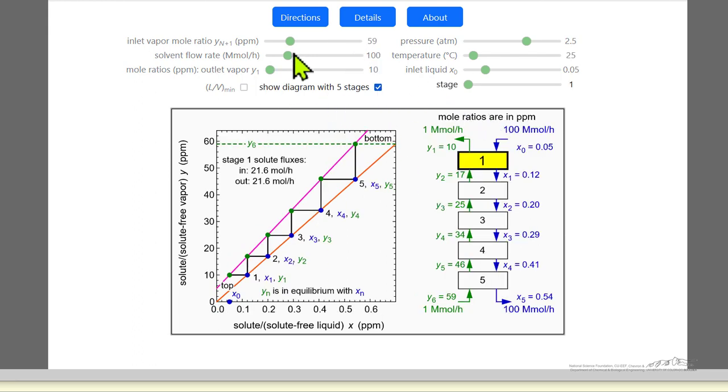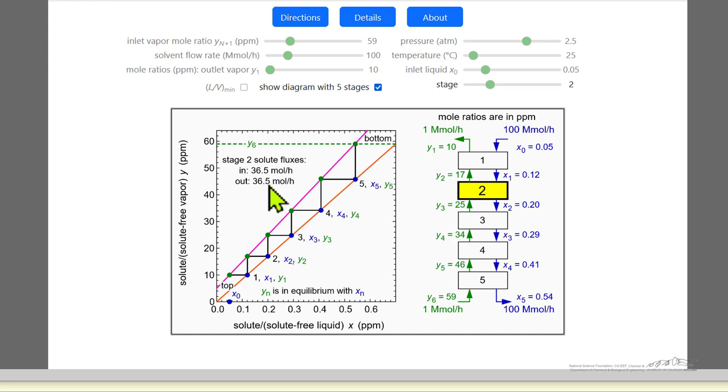Now, this is specific conditions, and the point of this is to show that as we move down, the parts per million of solute in the liquid phase increases in each stage, and the parts per million of solute in the vapor phase decreases in each stage. And if we pick a stage, so we pick up here stage 2, then it shows the details of the flow rate of moles per hour of solute into and out of that stage. Now it's flowing in the vapor phase, and flowing out in the liquid phase.